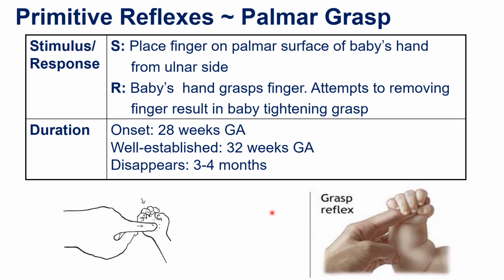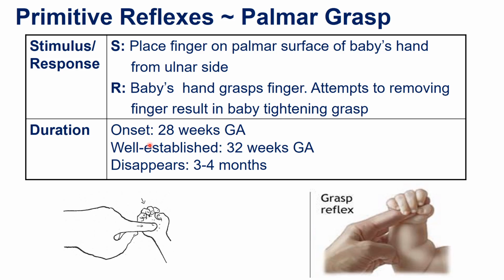along with duration. So palmar grasp reflex, here the stimulus will be place your finger on the palmar surface of the baby's hand from the ulnar side like this. This is the ulnar side. So place your finger on the ulnar side of the baby's hand, and the response will be the baby will grasp your finger. After putting the finger, the baby will grasp the finger like this, and if you try to remove your finger, the baby will tighten the grasp stronger.